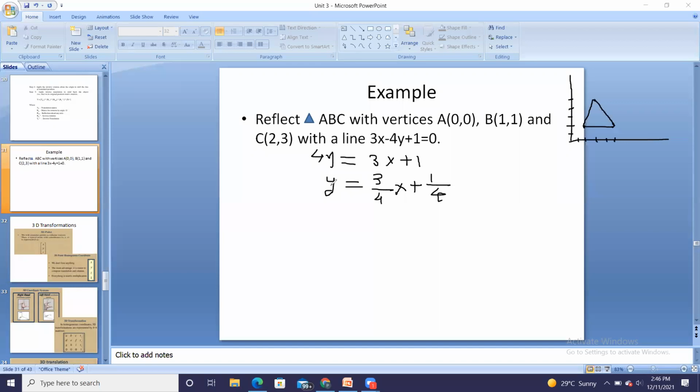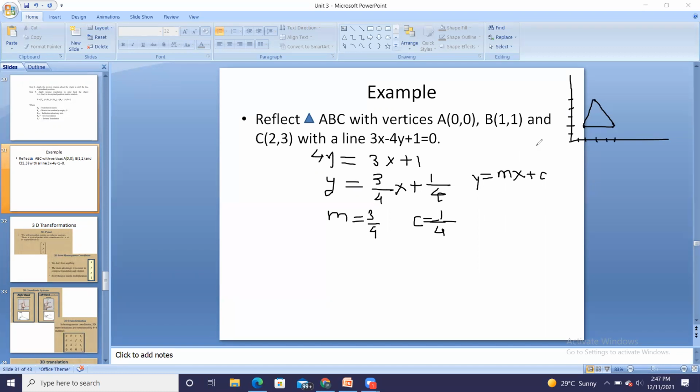Okay. So if I compare this expression with the expression of the line y equal to mx plus c, when I compare these two things, what will be the output? What is the m value? It is 3 by 4. And what is the c value? c is 1 by 4. Okay. So this is the expression I am getting.